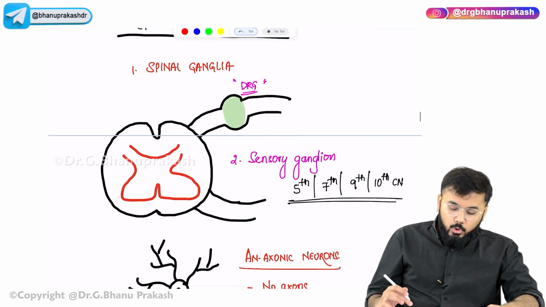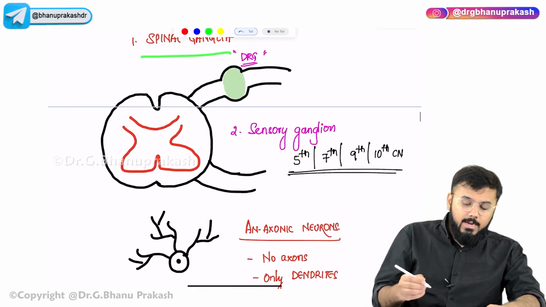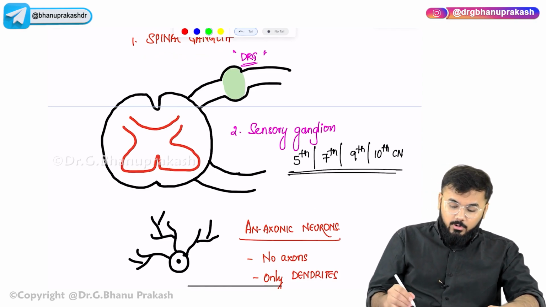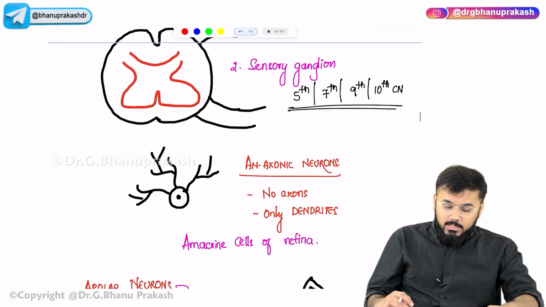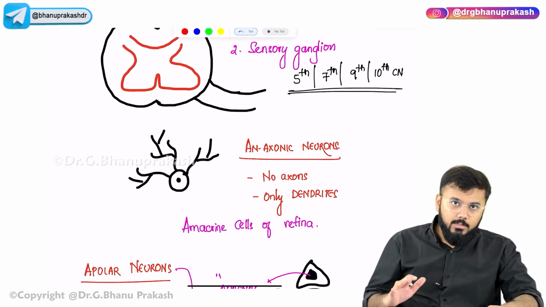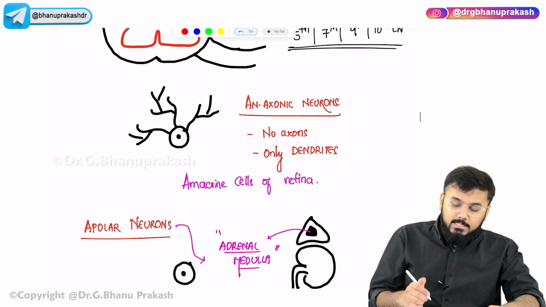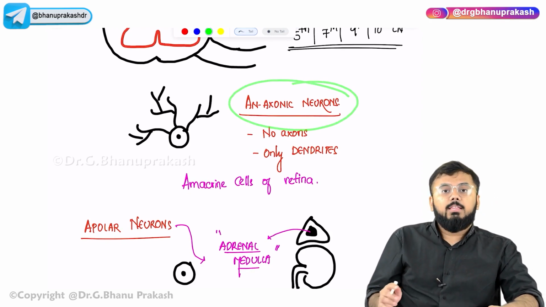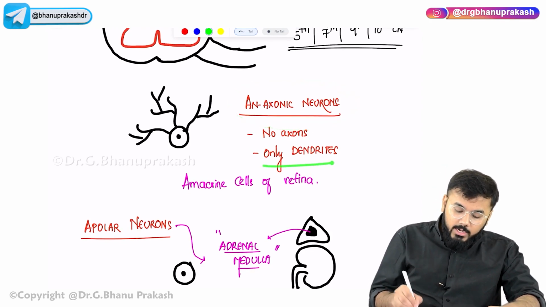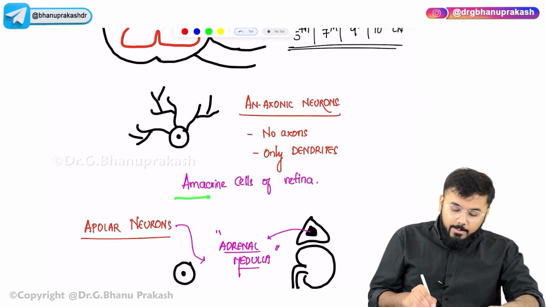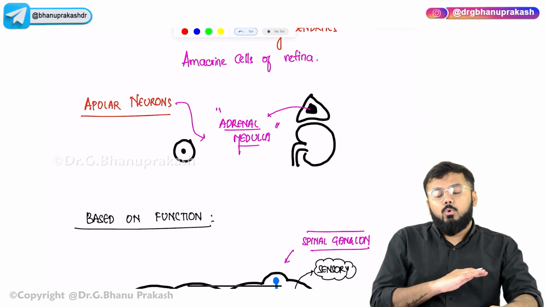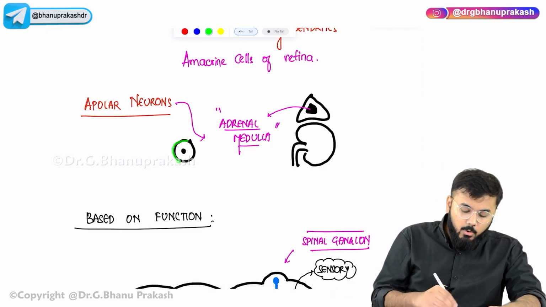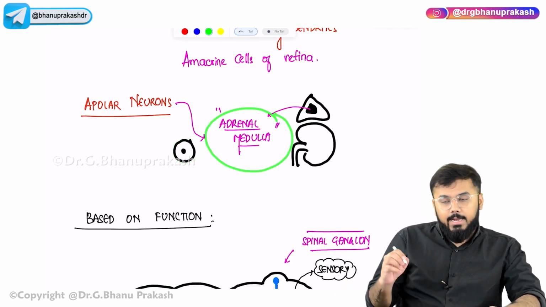Now, pseudo unipolar neurons are what? Your spinal ganglion is having pseudo unipolar neurons. The sensory ganglia of the 5th, 7th, 9th and 10th cranial nerves are again pseudo unipolar neurons. Next is anaxonic neurons, where there is no axon at all. Only dendrites are present. These are the amacrine cells of your retina. In the same way, apolar neurons, in the sense they don't have any poles, just the cell body. They are present in the adrenal medulla.